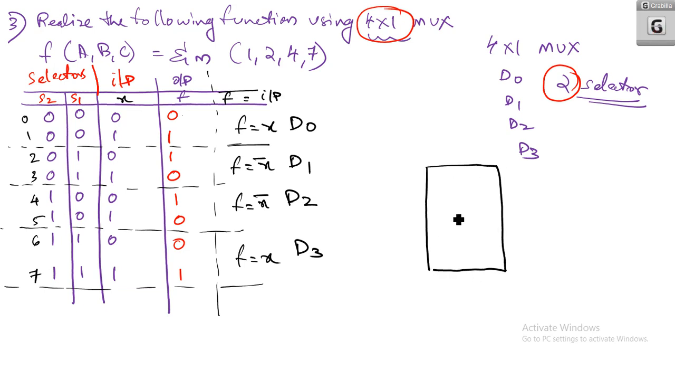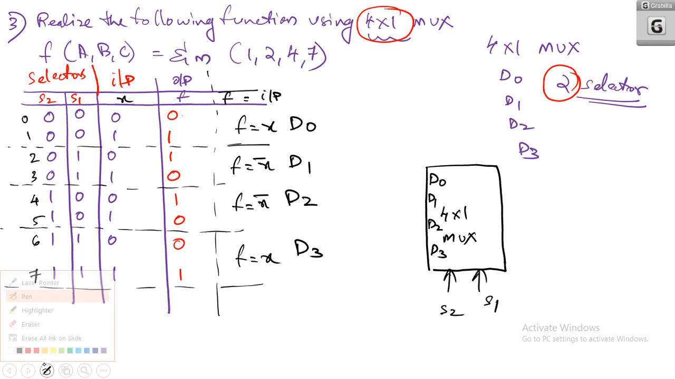So I am having that 4 by 1 mux with selectors as S2 and S1. And how many data inputs am I having? D0, D1, D2 and D3. Now let me take the data. How to take the data? You take the data as only H and H bar. H is there and you can note it, or you can take another H bar, no problem.